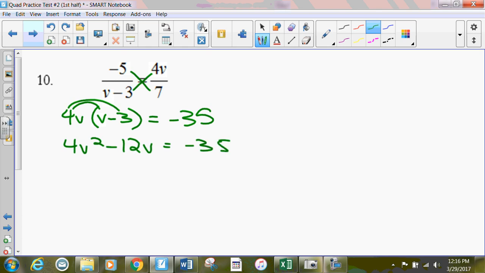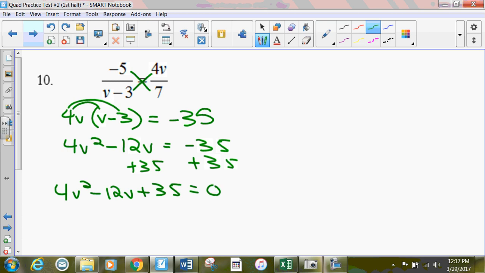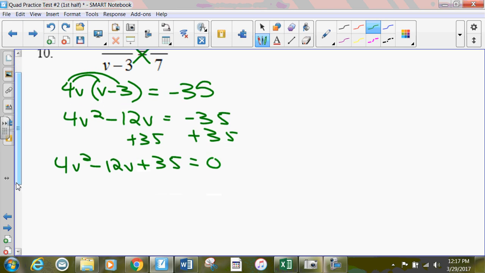And what else do I need to do? I need to add 35 to both sides. Note that there's not another number to add 35 to, so it just goes along for the ride, getting tacked on to the end. Nope, there's not, unfortunately, a number that goes into 4, 12, and 35. Nope, so we are forced to use quadratic formula.